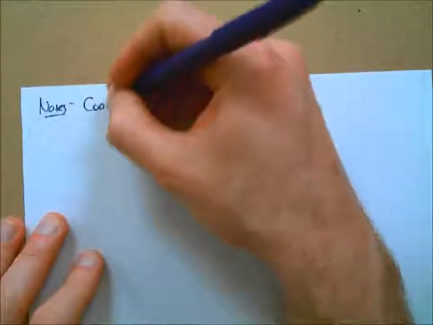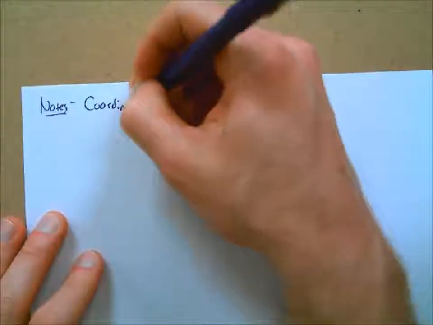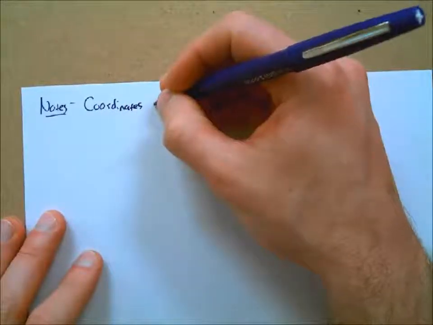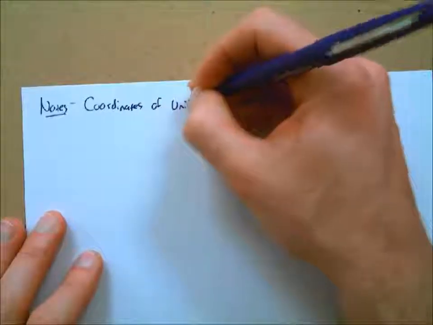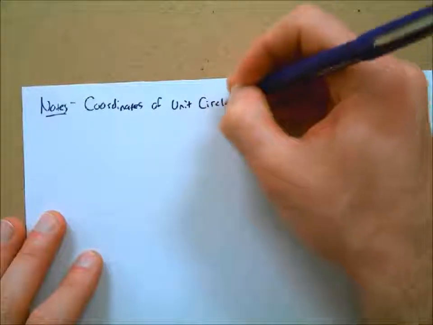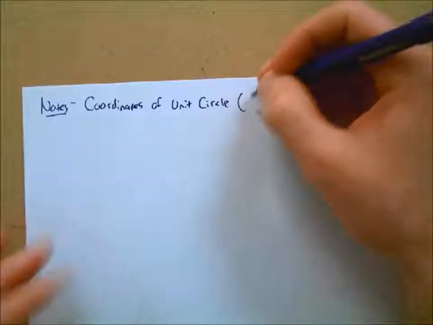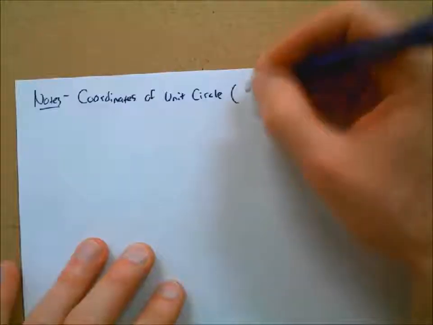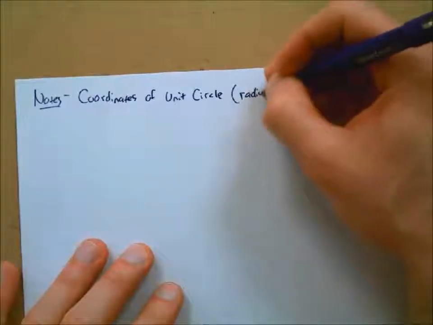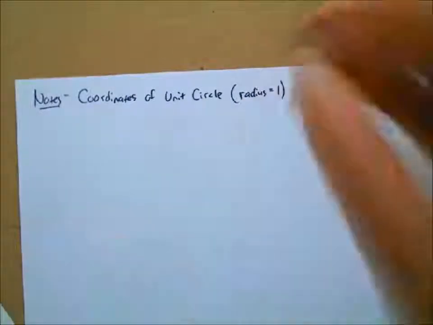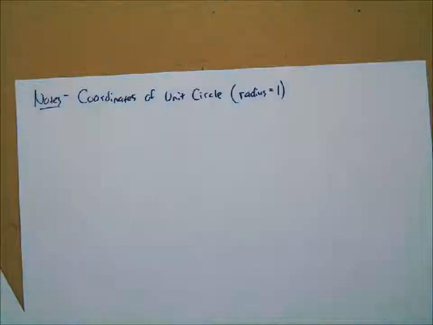Okay, so today we're going to be assigning coordinates to the unit circle. All right. And of course, we call this thing the unit circle because the circle has a radius of what? One unit. You know, a unit. Circle of radius units.